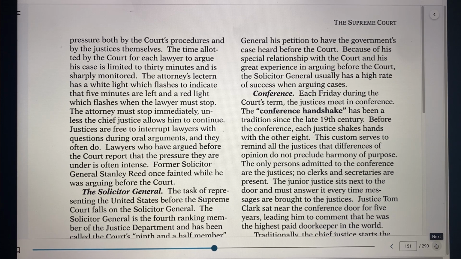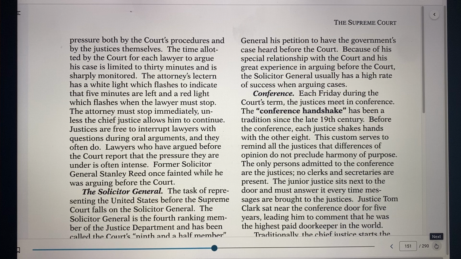And then the justices are also free to interrupt. They can interrupt the lawyers and ask them questions anytime they want. So they can stop them anytime they want and ask them questions.